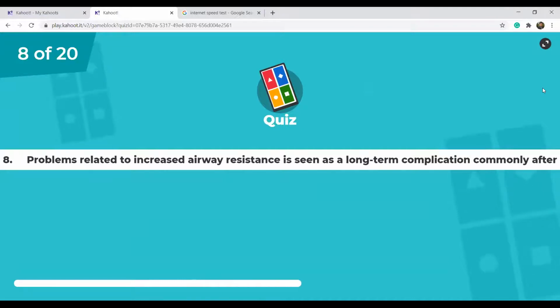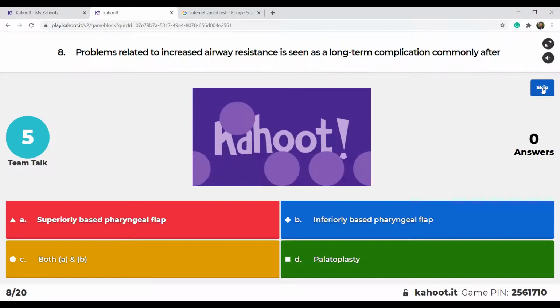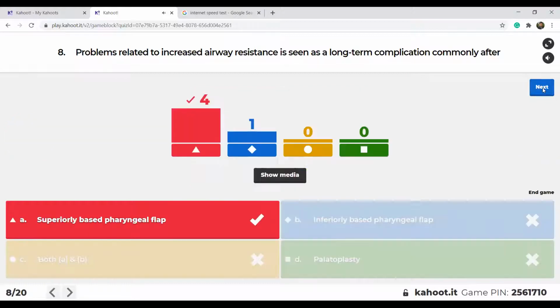Problems related to increased airway resistance is seen as a long-term complication commonly after which of the following procedures? Superiorly based pharyngeal flap, inferiorly based pharyngeal flap, both A and B, or palatoplasty. Okay, so the answer is superiorly based pharyngeal flap. It is commonly used for correction of VPI, and the increase in airway resistance has been attributed to the obvious decrease in diameter of the airway.